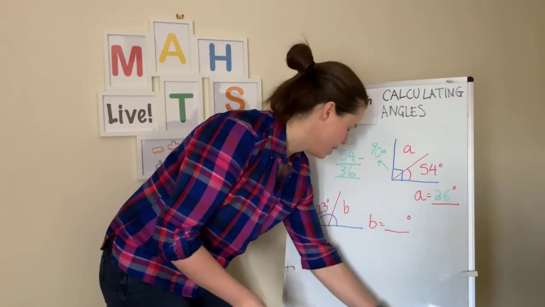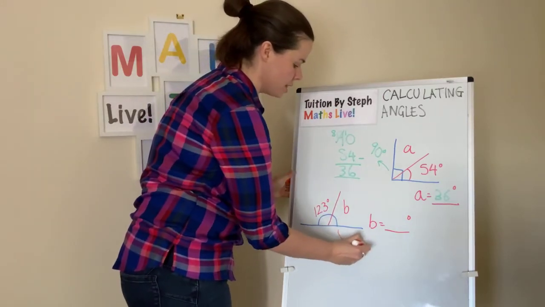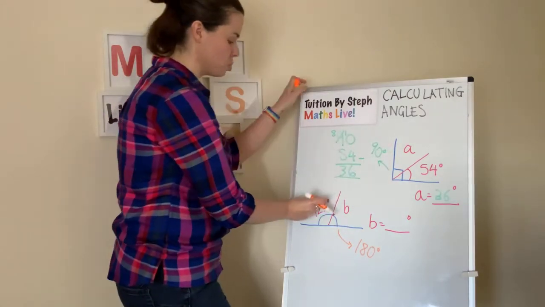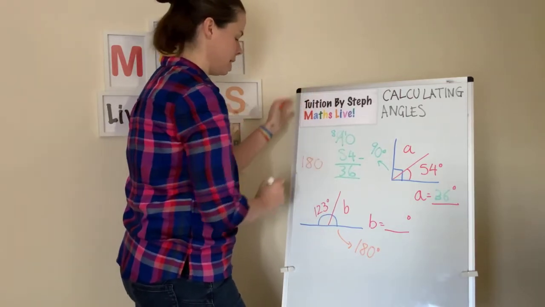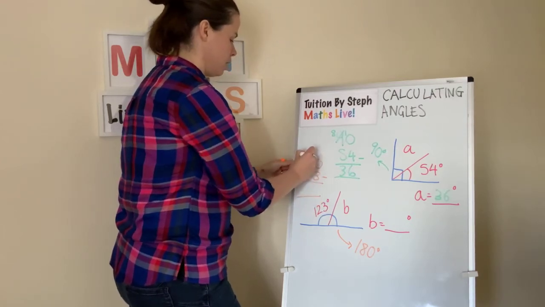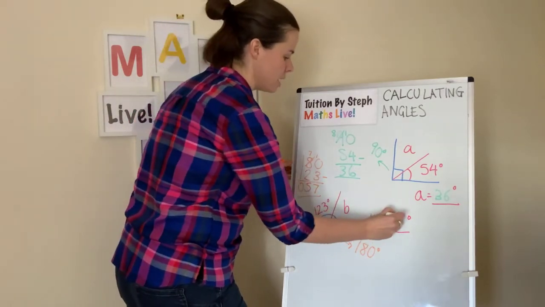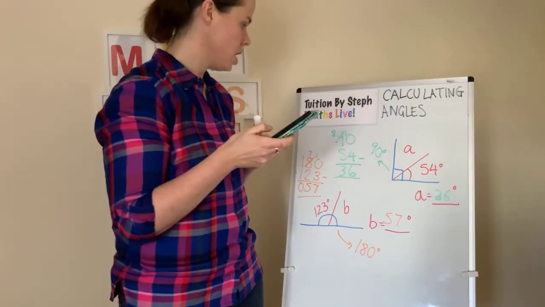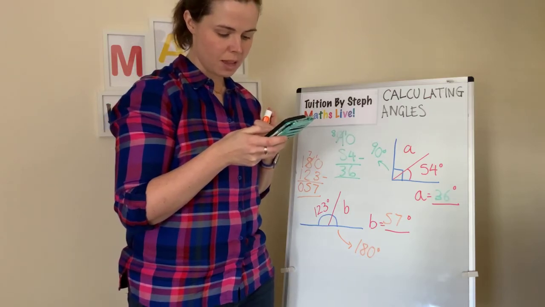And then with the next question, a straight line is 180 degrees. So that's the total. So 123 plus B is 180. So we need to do 180 take away 123. So that's 7, 5, 0. So B is 57 degrees. Let's see how we got on. 36 and 57. Well done. Brilliant.